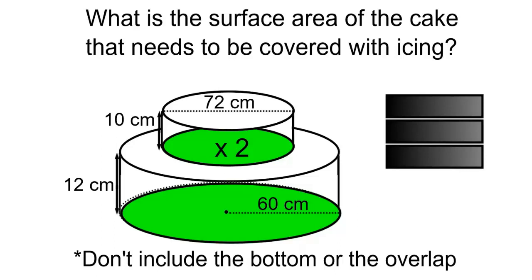Let's start by taking the circular top of the bottom layer. This will be represented by the yellow shading. Instead of removing the overlap and adding the top circular portion of the top layer, also represented in yellow, we can just include this section as top of the bottom layer.